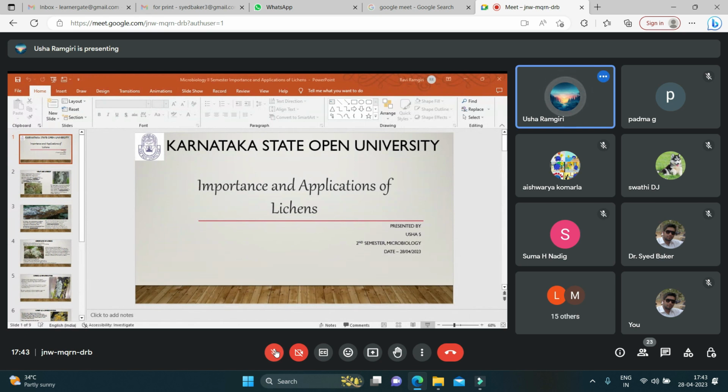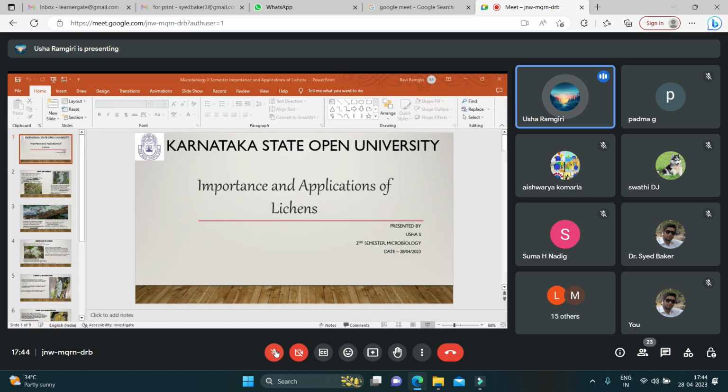So today, the topic for the seminar is importance and applications of lichens. Before discussing this, let me give a brief note about the meaning of lichen. What are lichens? They are a type of plant, symbiotic organisms with a stable and special structure which is composed of a mycobiont and a photobiont.